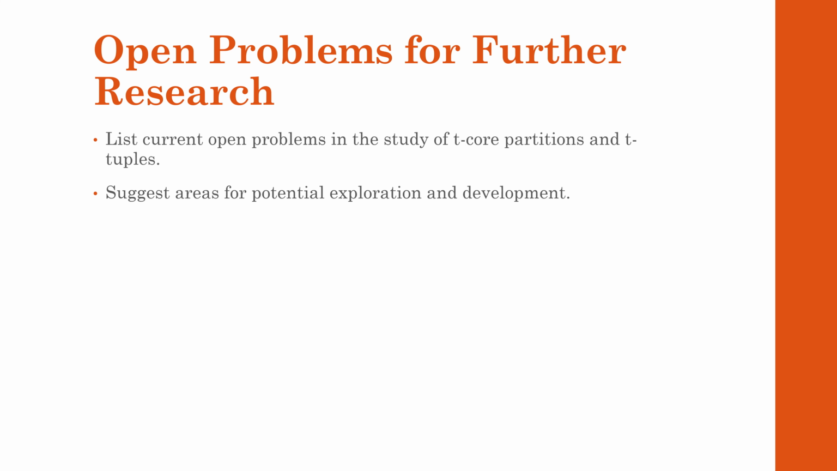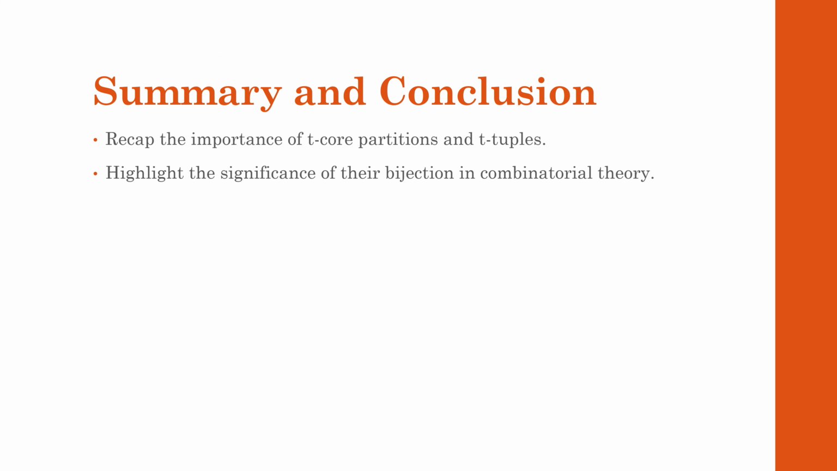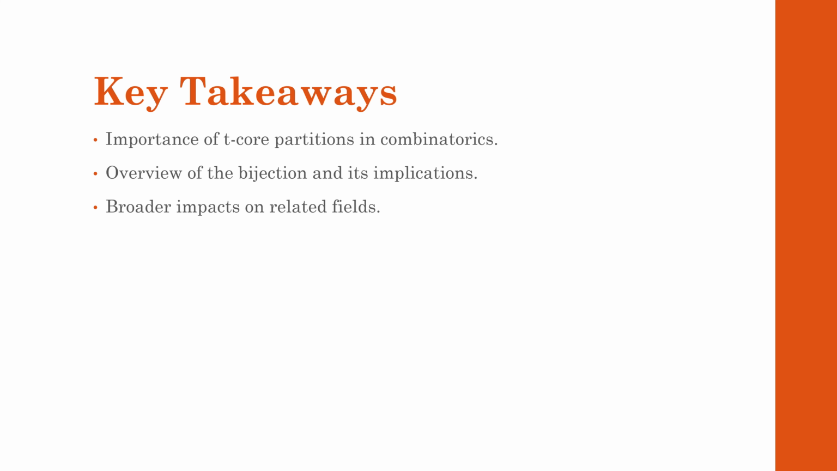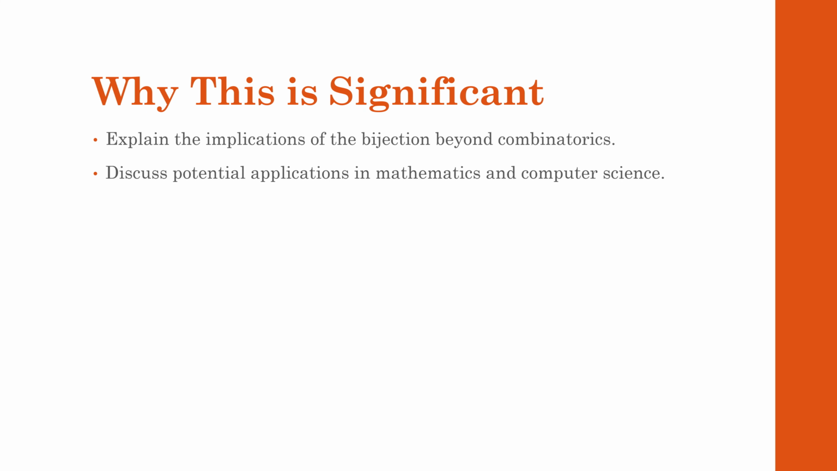Suggest areas of potential exploration, and summary and conclusion. Recap the importance of the T-core partitions and the T-tuples. Highlight the significance of the bijection in combinatorial theory. Key takeaways: the importance of T-core partitions in combinatorics, and an overview of the bijection and its implications. Broader impacts on related fields. Why is this significant?